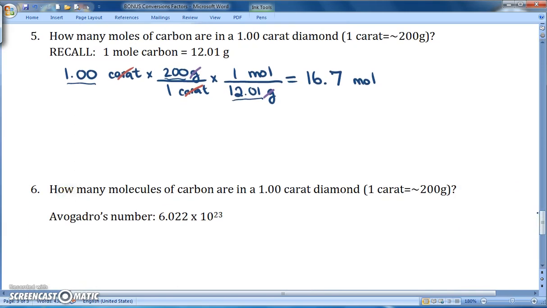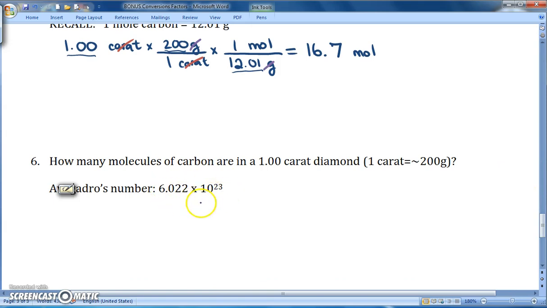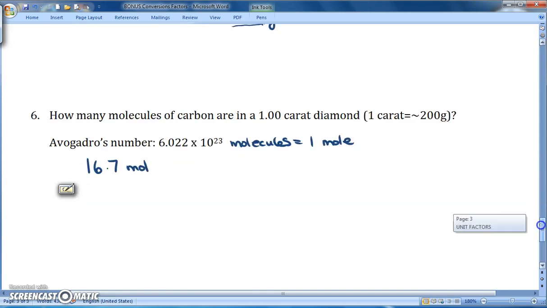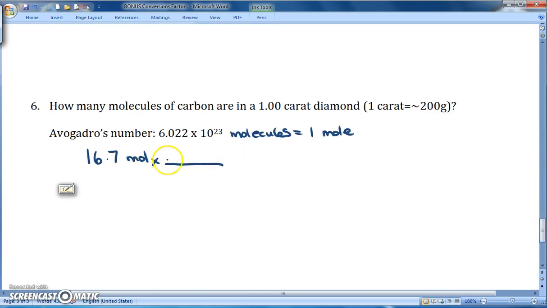If we want to know how many molecules of carbon there are in that same 1 carat diamond, well, we would have to know how many molecules there are in a mole. That's what Avogadro's number gives us. 1 mole is 6.022 times 10 to the 23 molecules. So, if I have 16.7 moles of carbon in my diamond, then to find out how many molecules that is, I can set up a conversion factor.